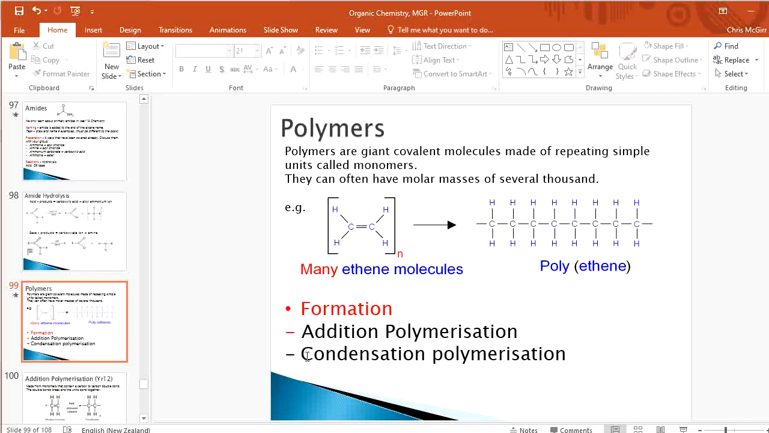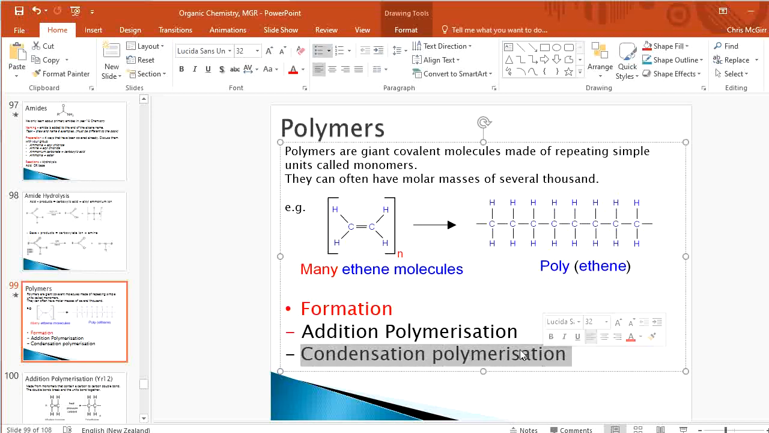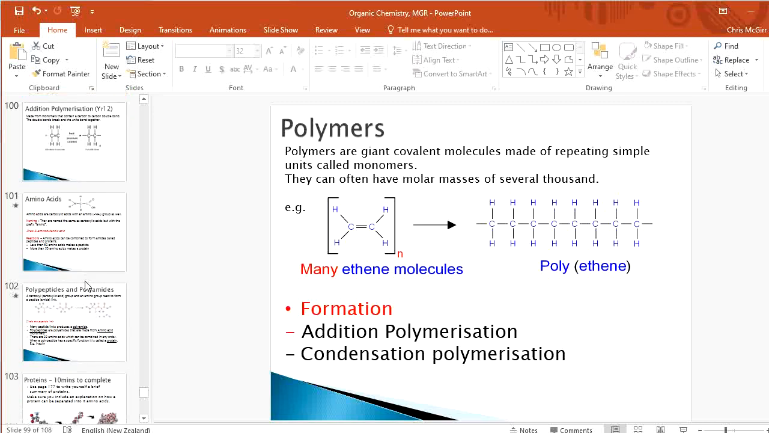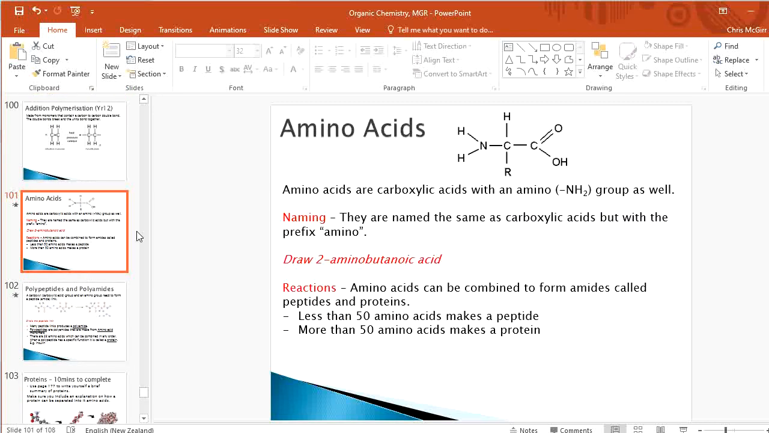The type of polymerization we cover this year is condensation polymerization. Addition polymerization is not covered this year. Condensation is. So let's go down and have a look. We need to introduce a thing called an amino acid. You might have heard of an amino acid before in your everyday life, and biologists probably have heard of it as well. So let's look at an amino acid.